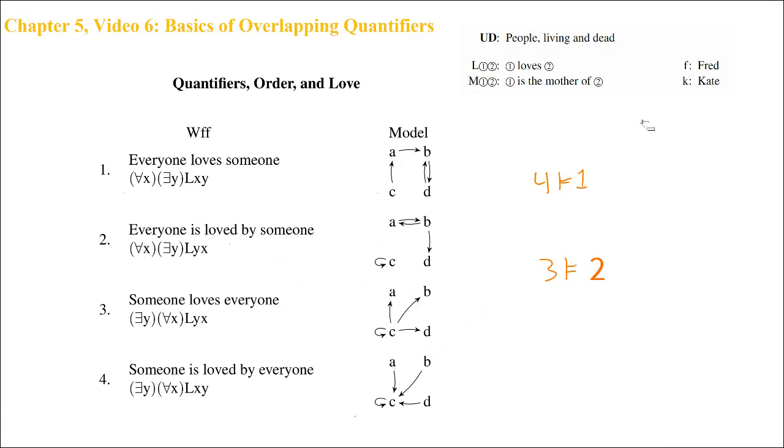Now, it's not that 1 and 2 are inconsistent. They can both be true, but there's no equivalence or implication relation between them. Similarly for 3 and 4. 3 and 4 can both be true, but there is no implication or equivalence relation between them.